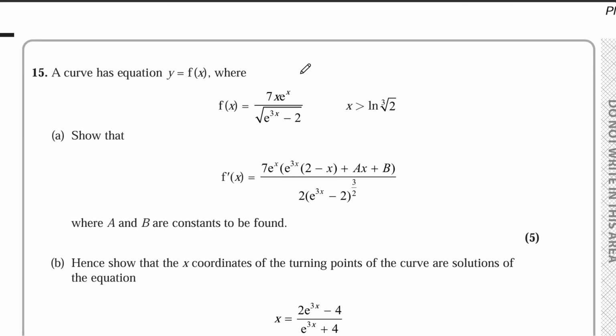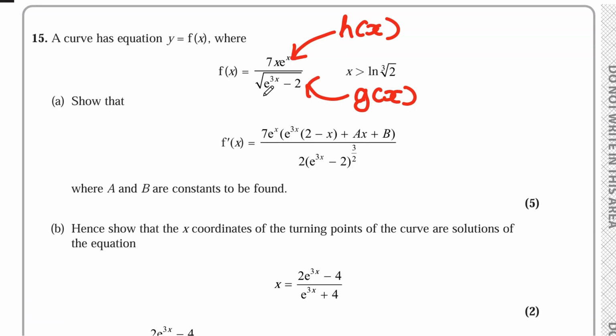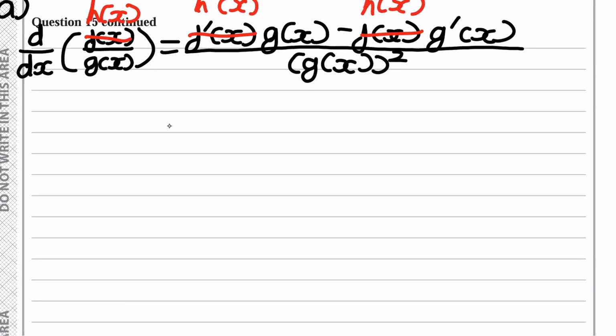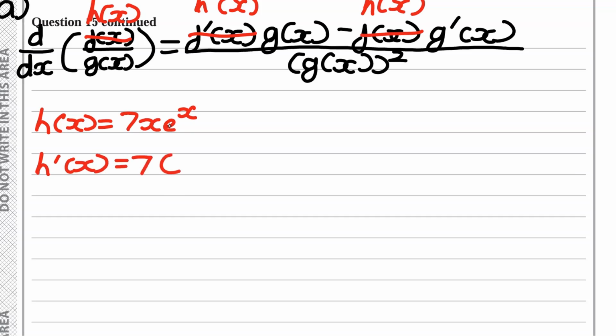So for this, the function in the numerator, we're going to call this h of x, and the function in the denominator, we're going to call this g of x, and we need to differentiate both of these to use the quotient rule. So if we start with h of x, this is the numerator, which is 7x e to the power of x. If we differentiate this, it's going to be 7, and then we're going to differentiate this x e to the power of x.